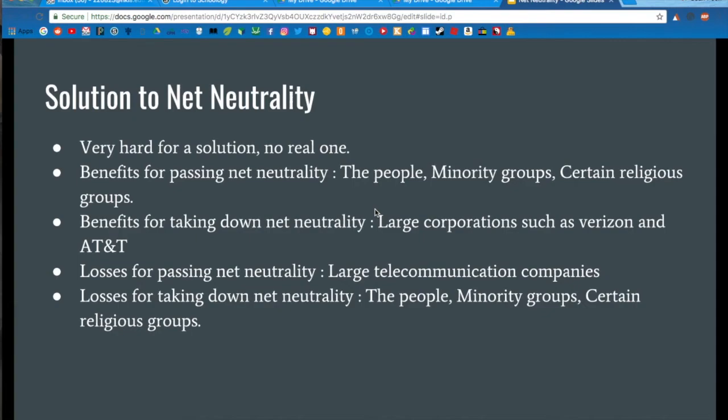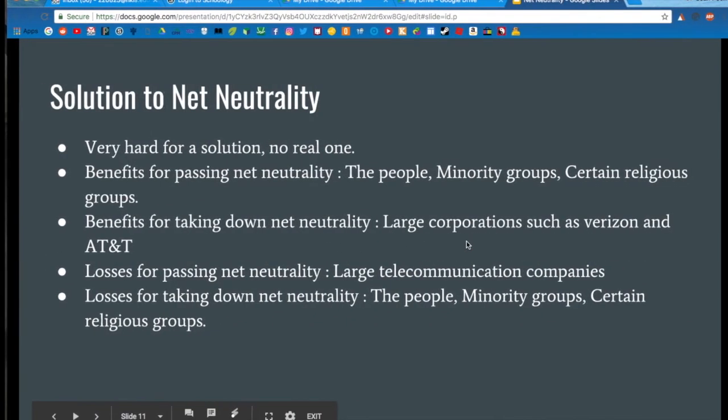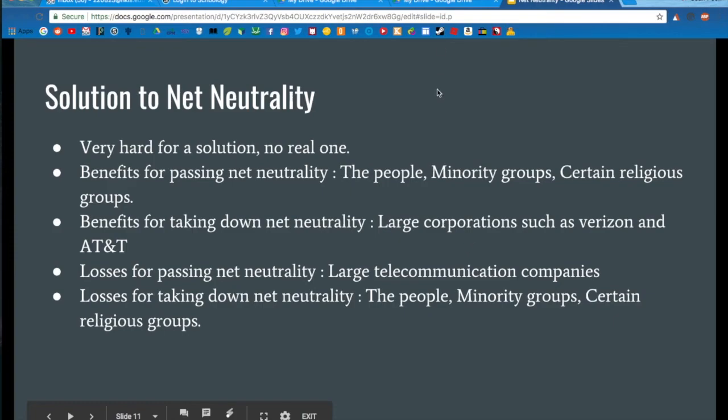However, benefits for taking down net neutrality. Large corporations such as Verizon and AT&T, as I said earlier, get to censor things that people say, and they have more control over the internet and more money flowing in.